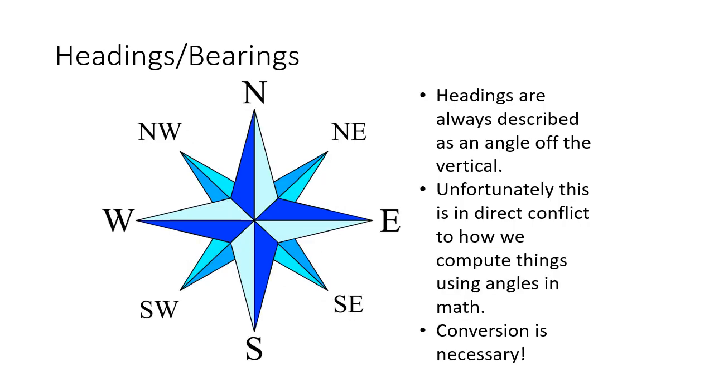The other thing that's confusing about navigation problems in general, and airplanes are things that are navigated, is that when we discuss angles, we talk about them in terms of what are known as headings. And headings are angles that we cite based off of true north.